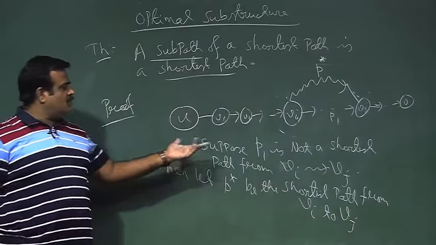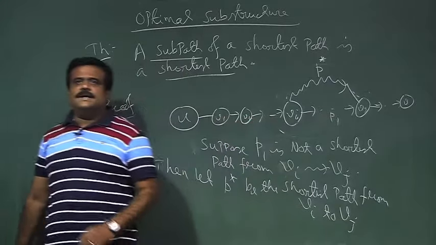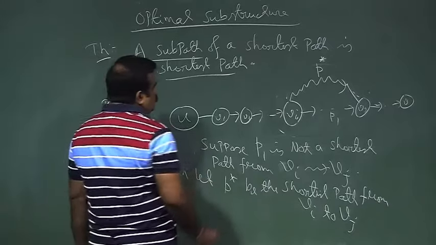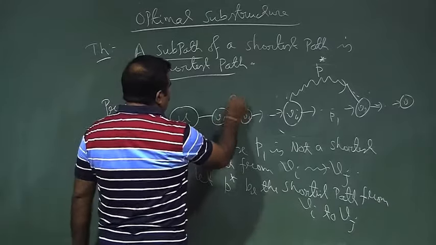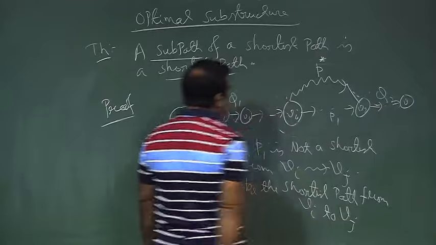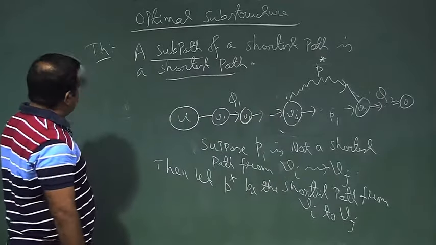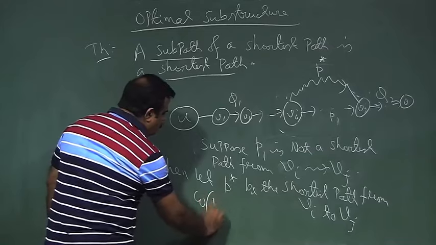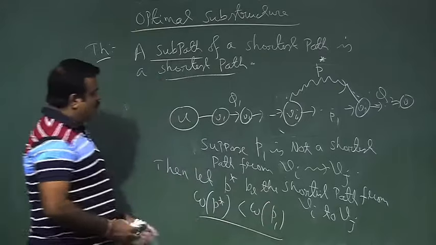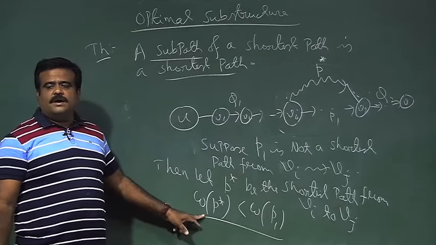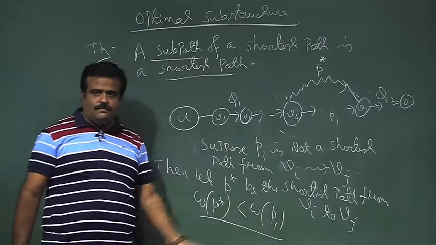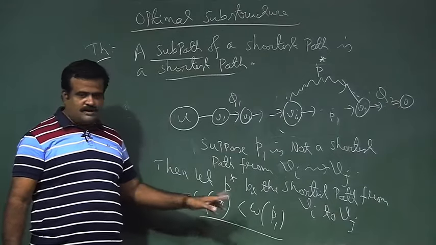We are assuming this P1 is not a shortest path, and P star is another path which is the shortest path. So we take the path from this to this as Q1, and the path from this to this as Q2. That means W of P star is less than or equal to W of P1, because P star is the shortest path from Vi to Vj and P1 is another path from Vi to Vj. So the weight of P star must be less than this.